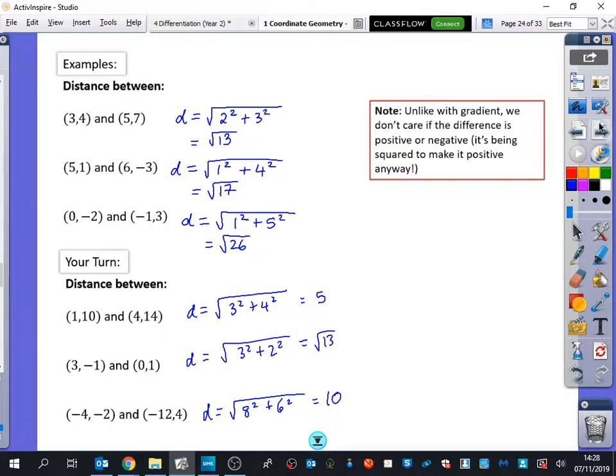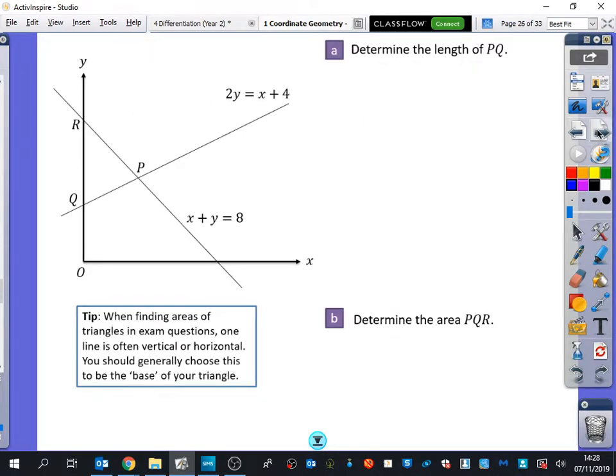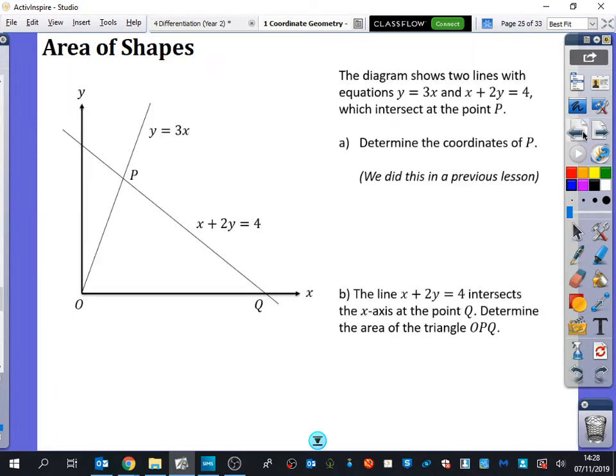We're going to push on and just do the last part of this topic, and then we'll do a bit of practice to finish up. So, areas of shapes, we're going to do 2 pairs of examples, and then you're going to have a go, and then we're mostly finished with this topic. We've just got one small bit left to do.